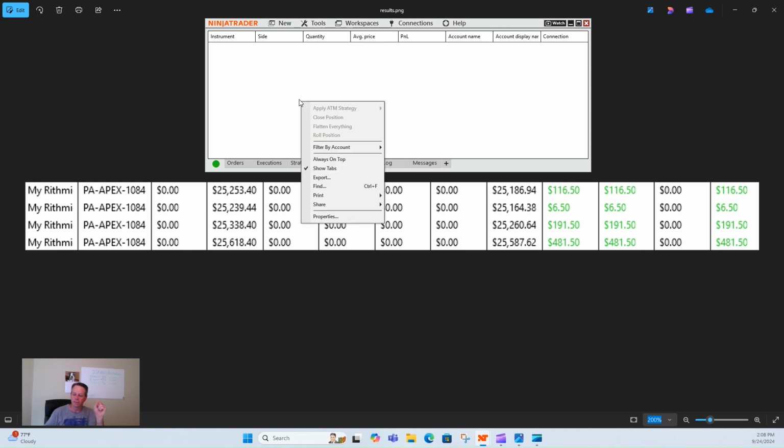Let me see here. Oh, it's because I don't have any open. See this thing? It says flatten everything. So what I have to do is right click and hit flatten everything, and then it flushes everything out that's still outstanding.